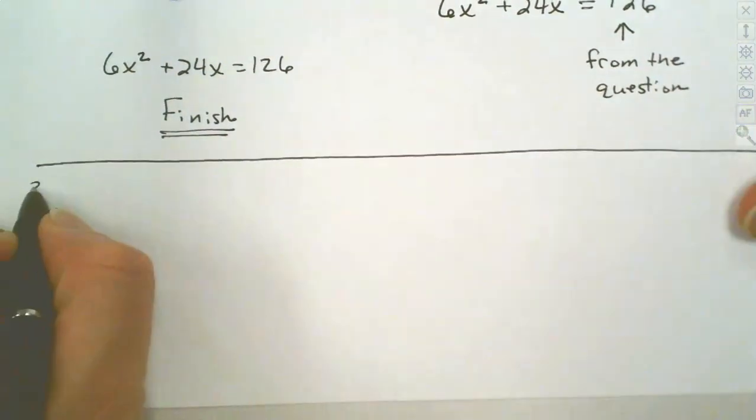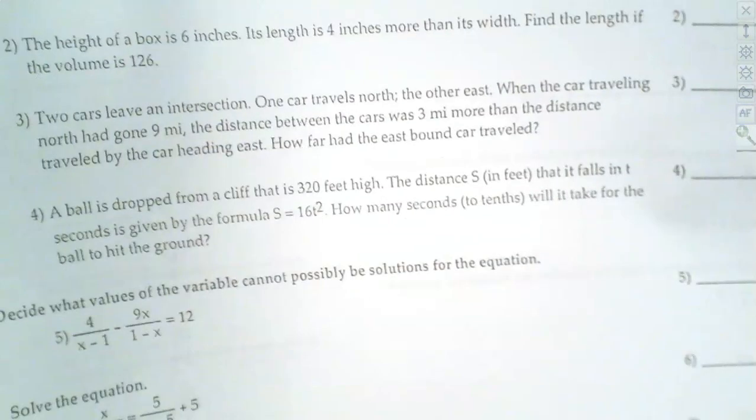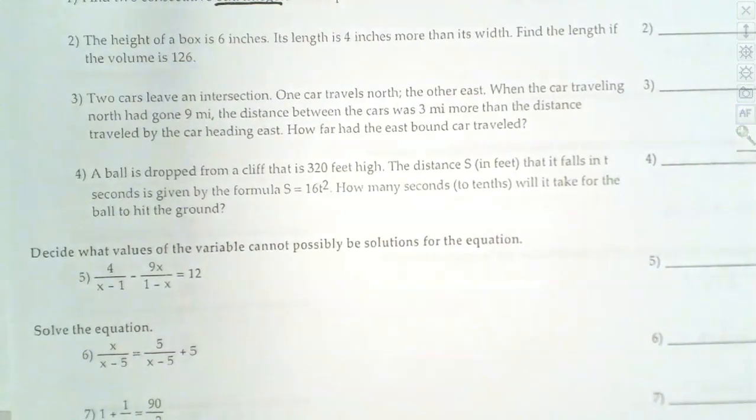Question 3. This one's going to involve a Pythagorean theorem. So 2 cars leave an intersection. One goes north and the other one goes east. When the car traveling north had gone 9 miles, the distance between the two cars was 3 miles more than the distance traveled by the car heading east. How far had the eastbound car traveled?